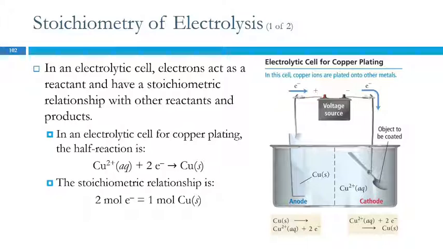So in an electrolytic cell, electrons act like a reactant, and they have a stoichiometric relationship with other reactants and products. So this is the electrolytic cell for copper plating. Here they've got a spoon over here and a voltage source, and they're going to deposit copper ions onto this spoon electrode over here. Well, the half reaction is copper ion plus 2 electrons makes solid copper, the element. And so this 2 is a stoichiometric relationship. So 2 moles of electrons for every 1 mole of copper.